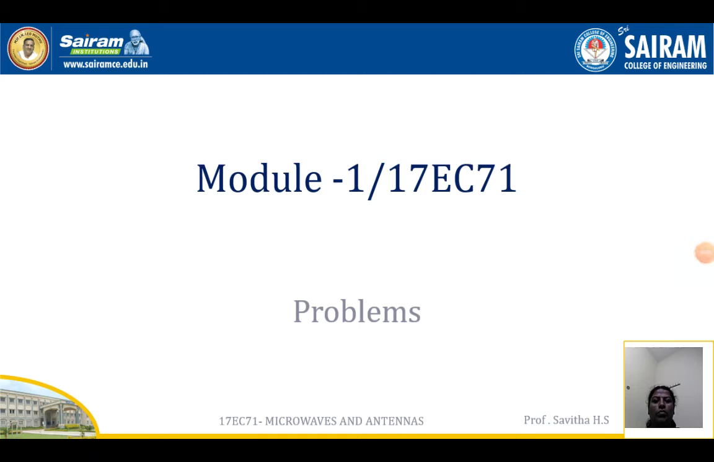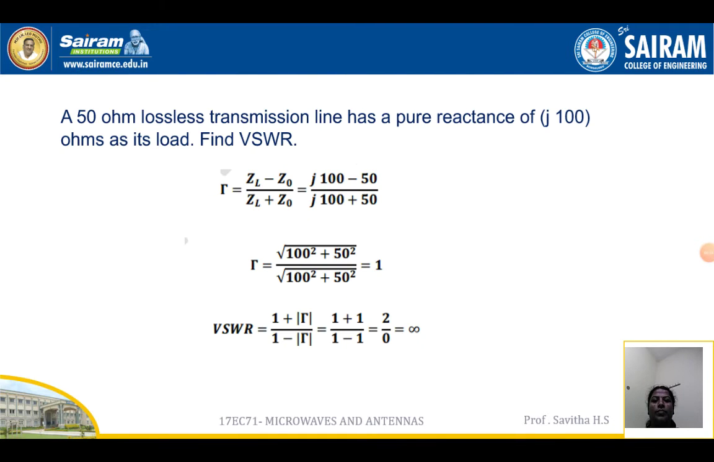See problems on microwave transmission lines. So now consider the first problem. A 50 ohm lossless transmission line has a pure reactance of j100 ohms as its load. Find VSWR. For finding VSWR, first we need to know the formula for reflection coefficient.